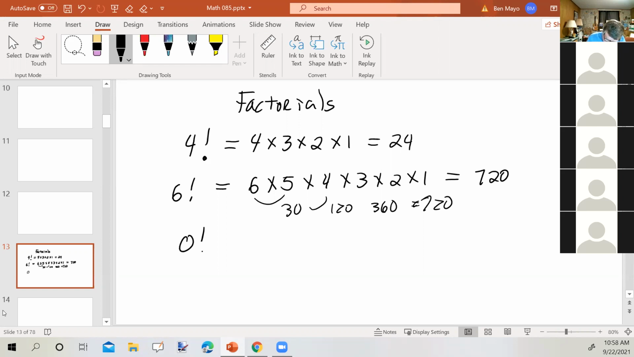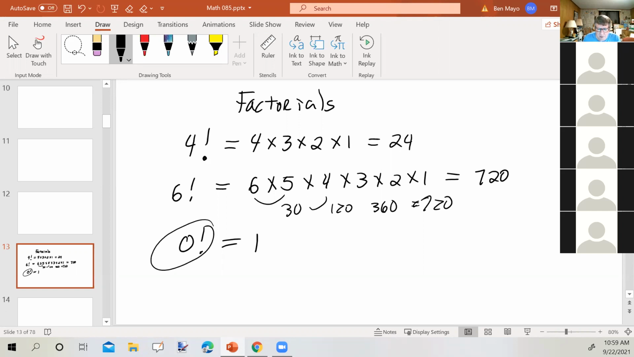Also, 0 factorial by definition equals 1. Even though 0 times itself is not 1, this is just a special case. So 0 factorial equals 1. 4 factorial is 4 times 3 times 2 times 1. 6 factorial is 6 times 5 times 4 times 3 times 2 times 1.